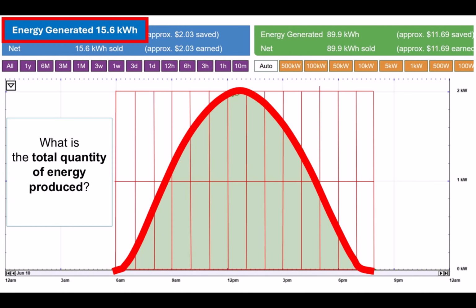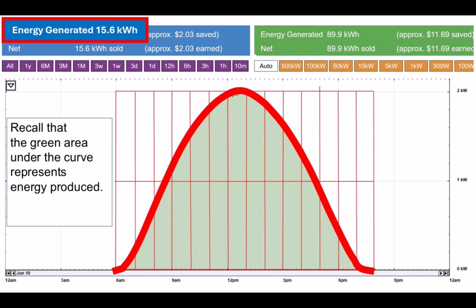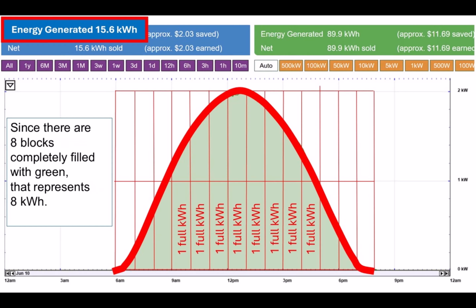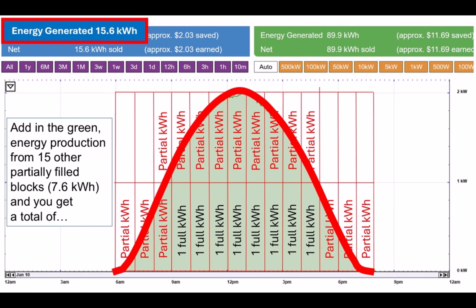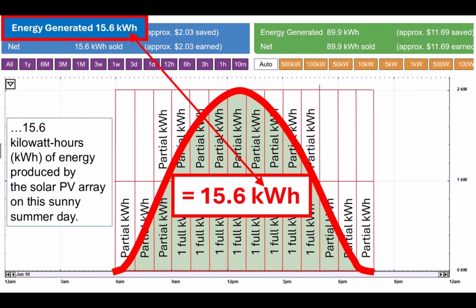What is the total quantity of energy produced? Recall that the green area under the curve represents energy produced. Since there are 8 blocks completely filled with green, that represents 8 kilowatt hours. Add in the green energy production from 15 other partially filled blocks, 7.6 kWh, and you get a total of 15.6 kilowatt hours, kWh, of energy produced by the solar PV array on this sunny summer day.